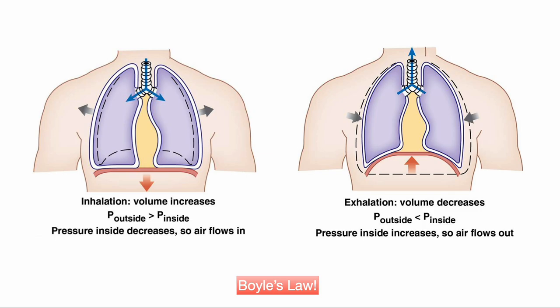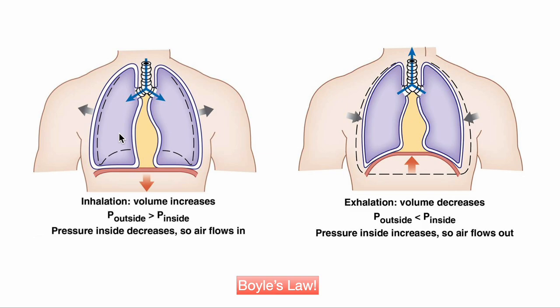So let's take a look at that. So here are the lungs. When we want to inhale, if we want air to come into the lungs, we don't want there to be a lot of pressure inside the lungs. We want to make it really easy for air to move into the lungs. So we expand the thoracic cavity, we increase the volume. And as we increase the volume, that means we decrease the pressure inside the lungs, which makes it easy for air to flow in.